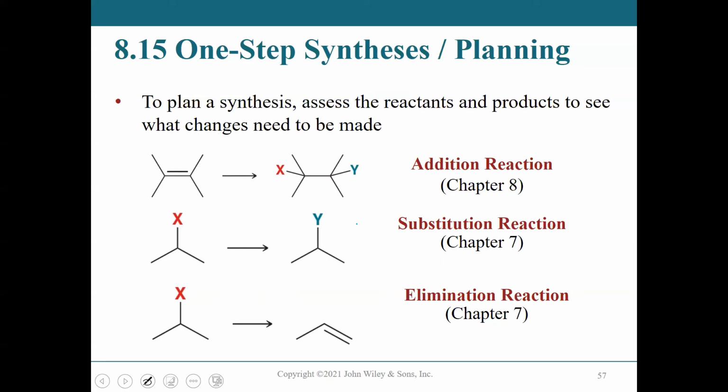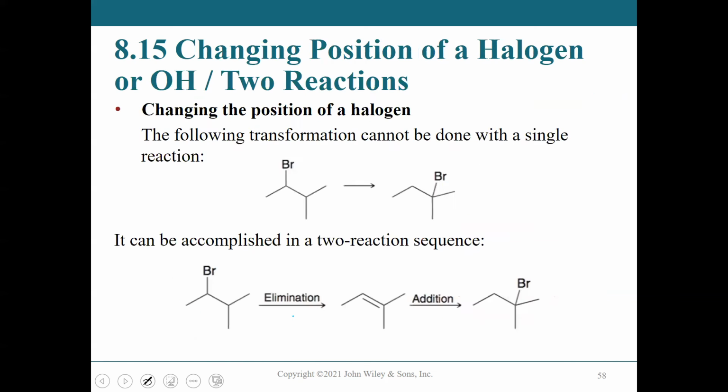So this is one step, addition reactions, right? A starting material is an alkene, and you add another molecule. Substitution, you substitute X by Y, and then you have elimination reaction in which you just produce an alkene, right? So those 3 main branches of reaction will be used for your synthesis. For example, here, changing the position of a halogen.